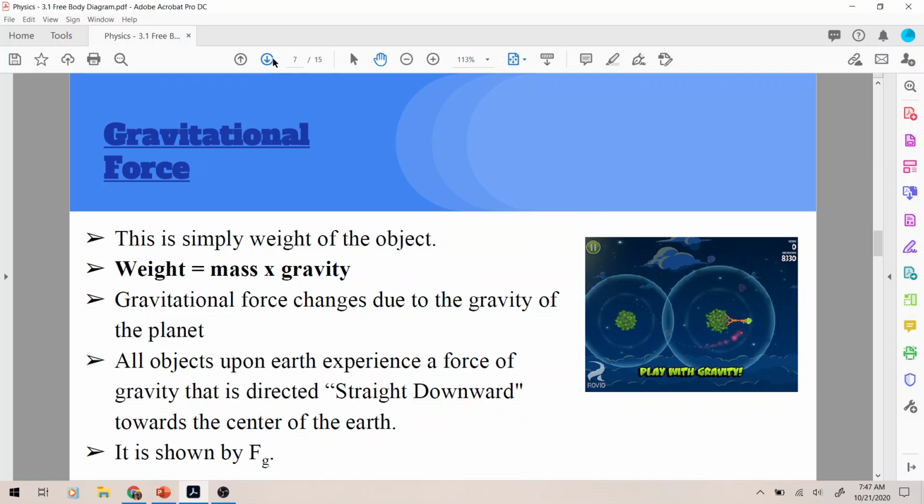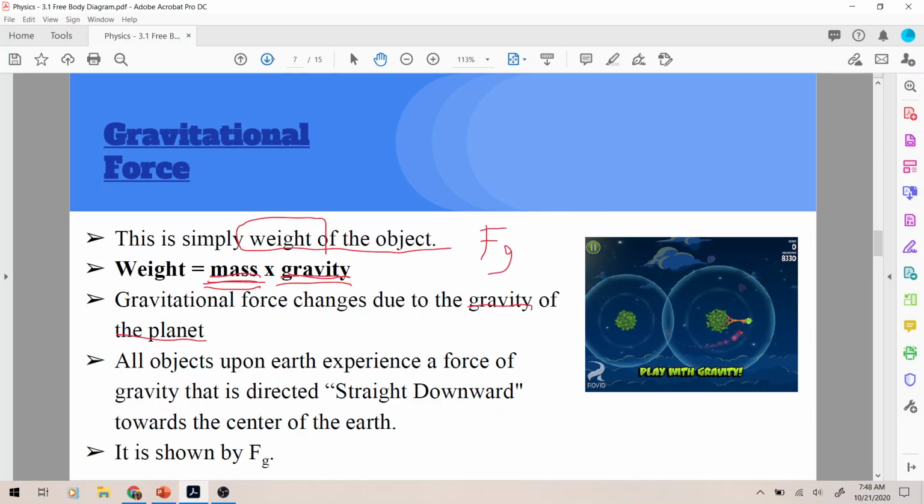Gravitational force. What is gravitational force? It's simply the weight of an object. How much you weigh is actually a slightly wrong usage, because weight of an object is calculated with mass times gravity. And gravitational force changes due to the gravity of the planet, so you are going to have different Fg.